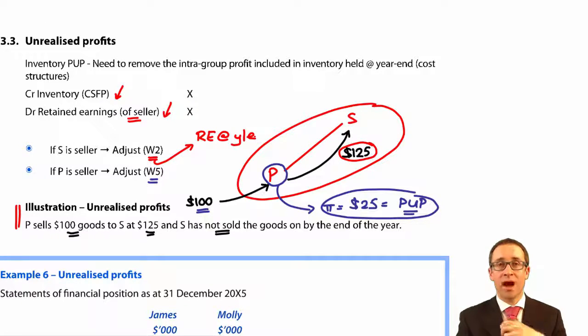You need to consider the direction of the sale. Is it P to S or S to P? You then need to make the correct adjustment in the retained earnings of the seller. So if it's the sub, working 2, net assets of the sub at year end; if it's the parent, group retained earnings in working number 5. Here we were quite easily able to calculate the provision for unrealized profit. You may be challenged within the exam by being asked to use cost structures, so thinking about markups and margins. But we'll see all of that when we touch upon the next example.